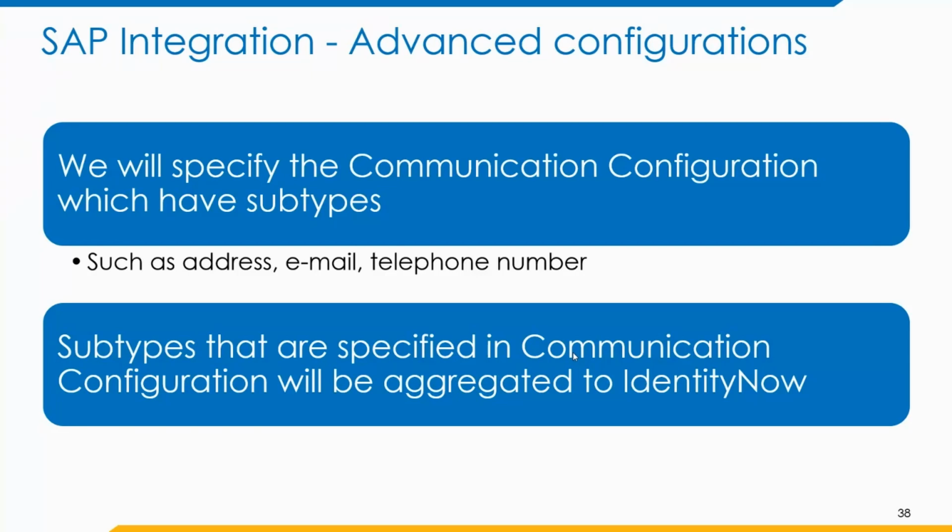SailPoint suggests that we not include any personal information of the employee, such as Social Security Number, that is SSN, or any banking details such as account number. We don't want to aggregate such type of data. So personal identification information needs to be avoided when we are aggregating to SailPoint Identity.